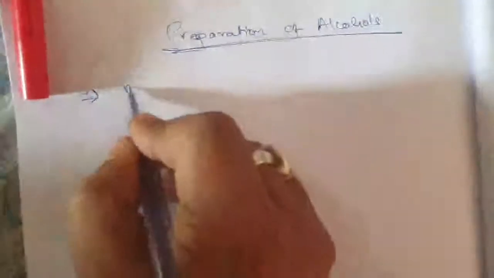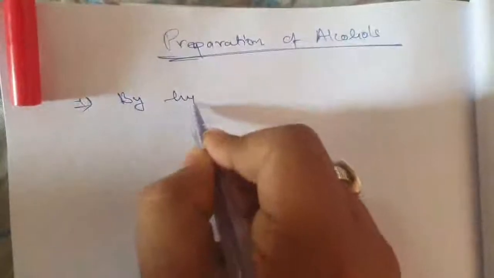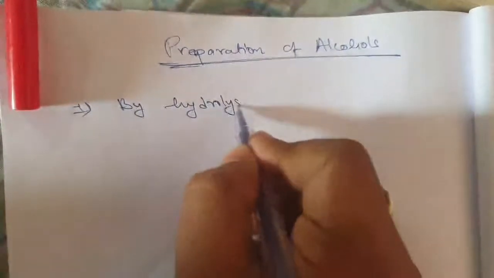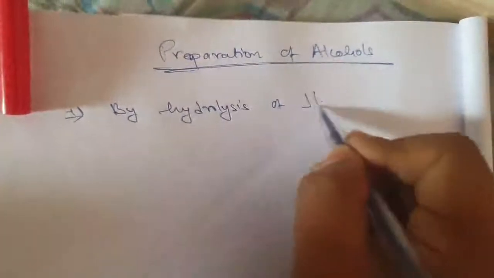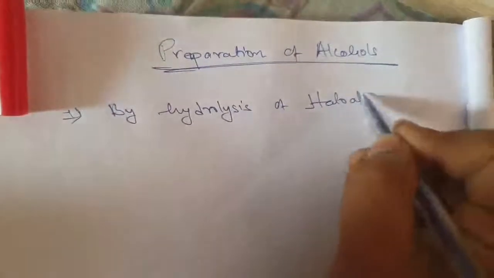Okay, so now we'll do preparation of alcohols. How to prepare alcohols? Okay, the first method is by hydrolysis of haloalkanes.